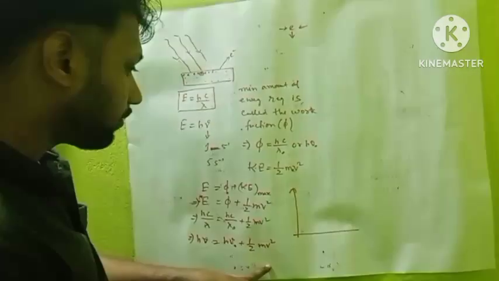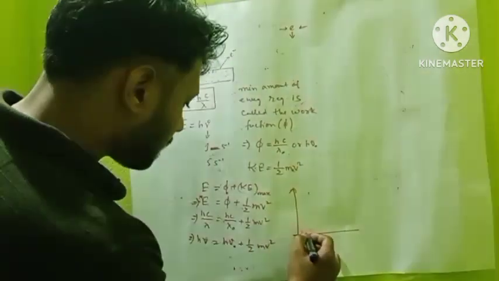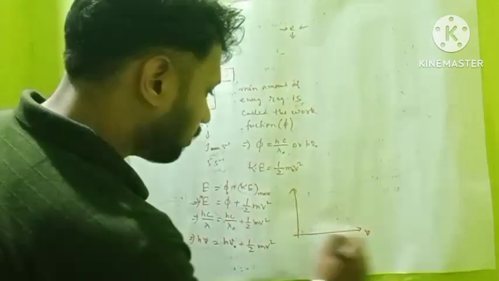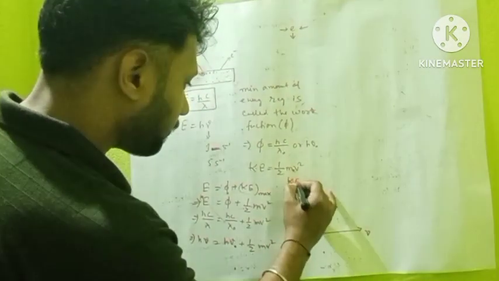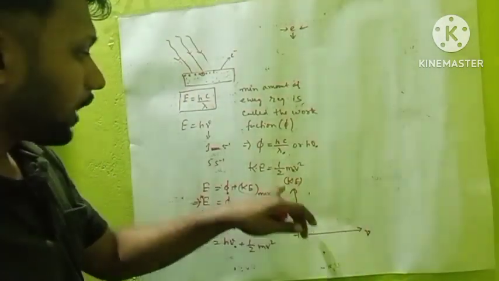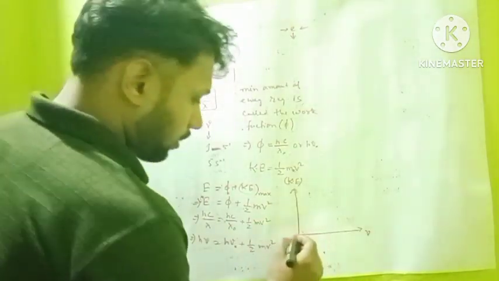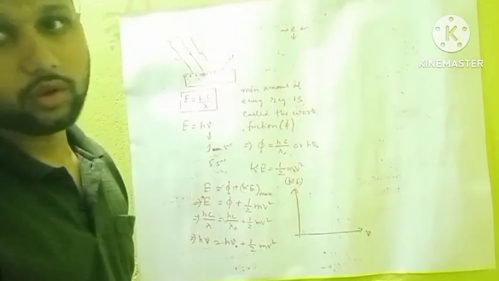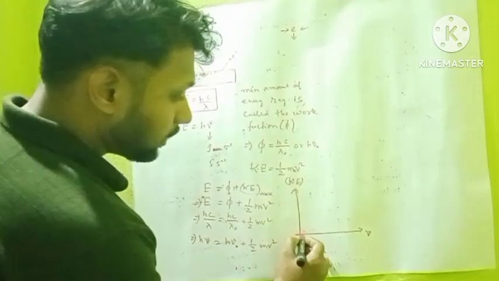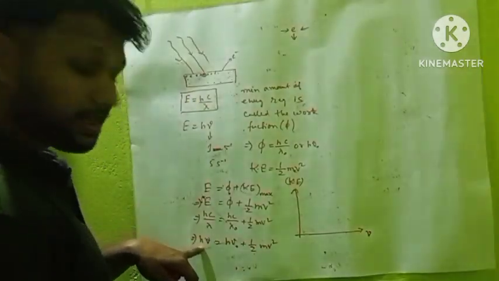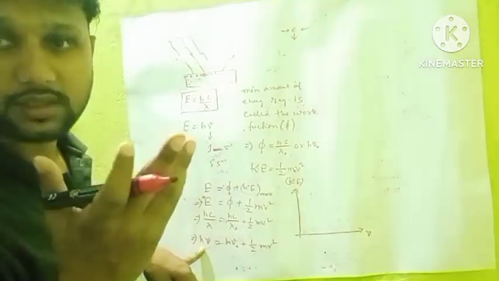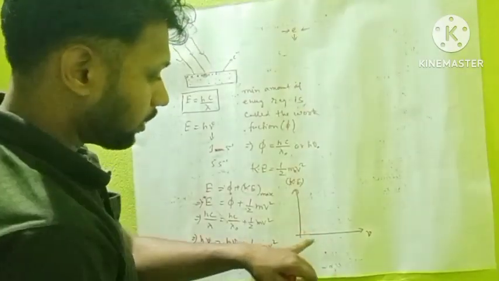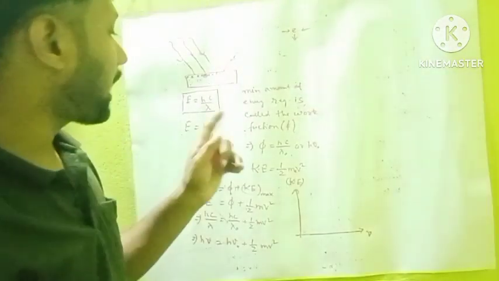So this is the graph where we will plot frequency, that is nu, and the kinetic energy. When I apply zero frequency, will there be any release of electron? No. Then I gradually increase the frequency, that means I am gradually increasing the energy, but there are no electrons coming out of the surface.